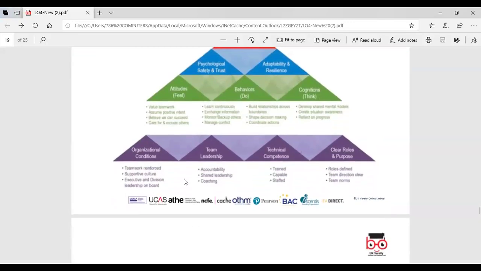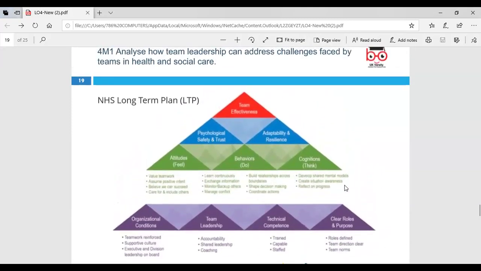The organization has to have certain conditions, such as teamwork should be reinforced. It supports a culture, with executive and division leadership on board. The team should have proper leadership, so there's accountability, shared leadership, and coaching. There should be technical competency, so there should be proper training, capability, and properly staffed organizations. There should be clear roles and purposes, so the roles are defined, the teams are directed clearly, and team norms have been set up. So all of this has to do with team effectiveness.